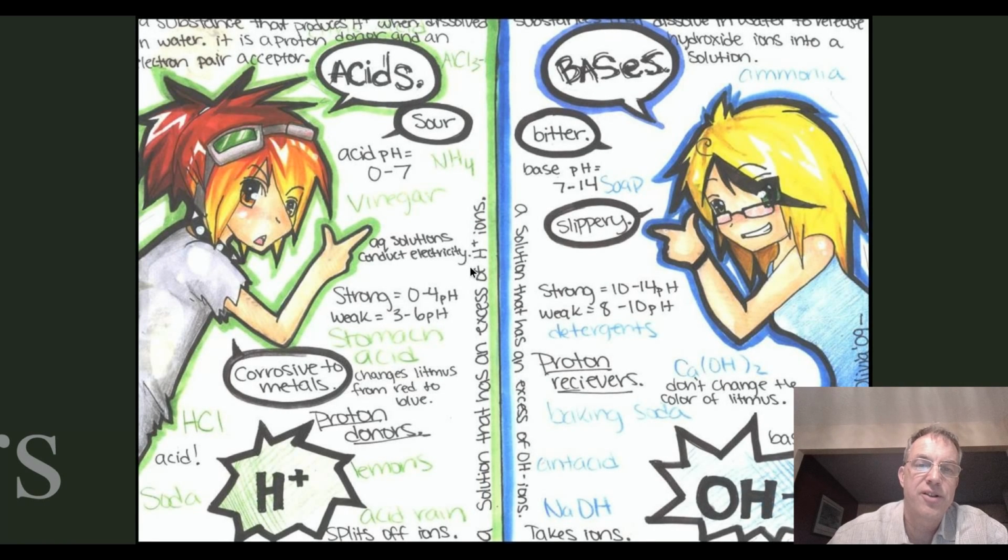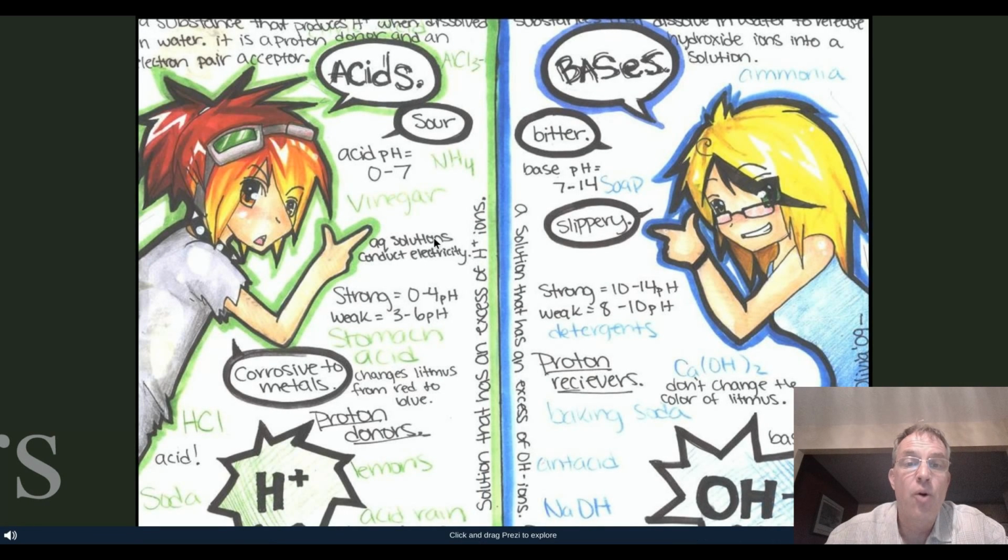Acids are sour, pH under 7, like vinegar. Also, because there are ions, they all conduct electricity. Usually, and I didn't talk about this, strong acids go 0 to -4 pH. Weaker acids are 3 to 6. Again, strong bases are 10 to 14. Weaker bases are 8 to 10. A lot of soaps and detergents are here.